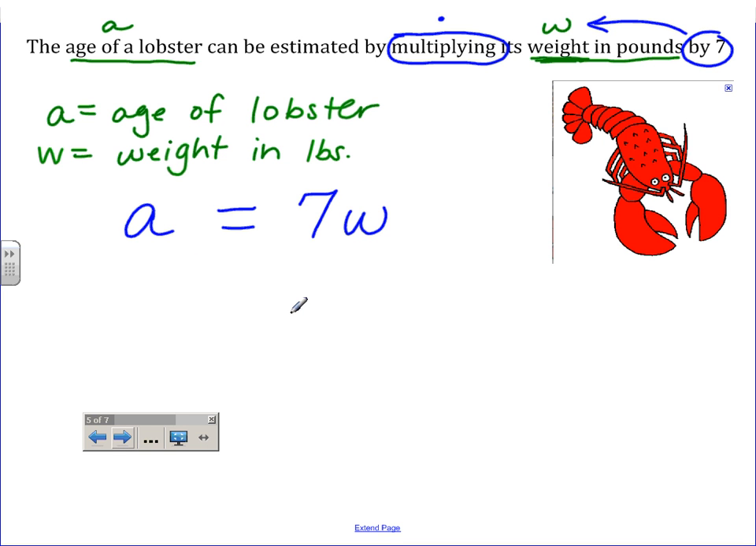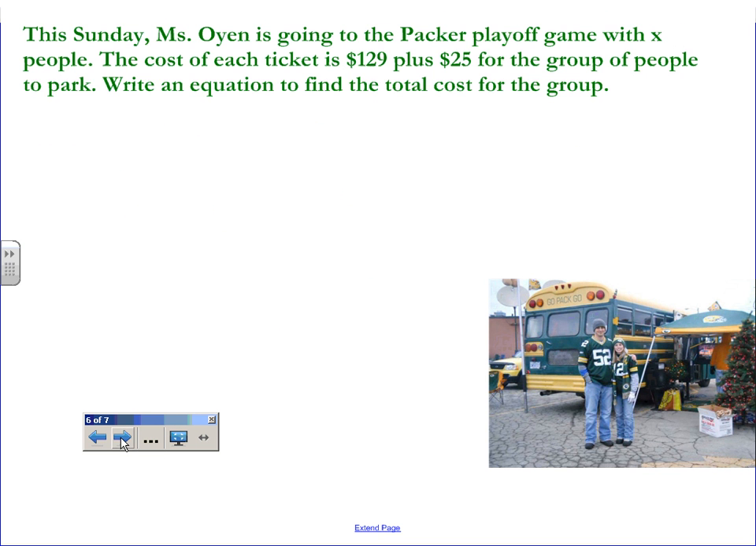Here is my equation. Now I could use this for any lobster. If I wanted to know what age a lobster would be that is 5 pounds, I could substitute a 5 in here, and then 7 times 5 is 35, so that lobster would be 35. All right, let's go on to another problem.